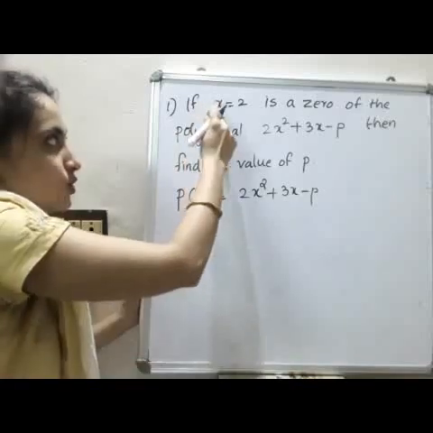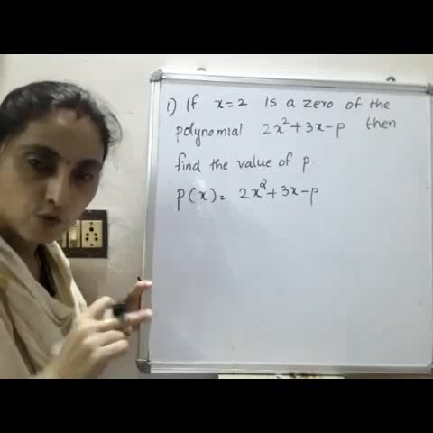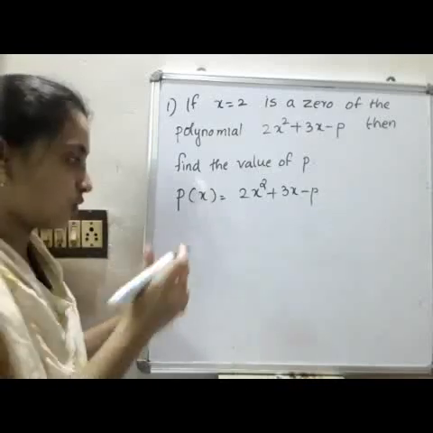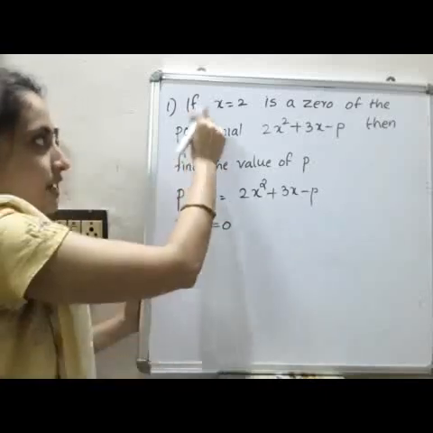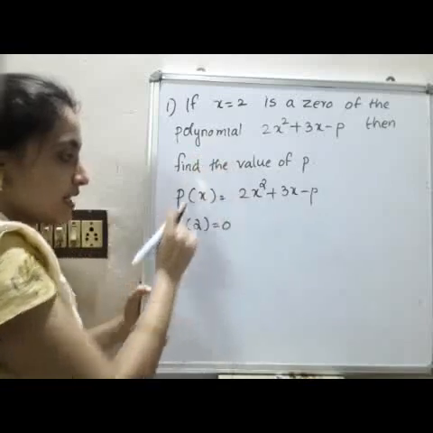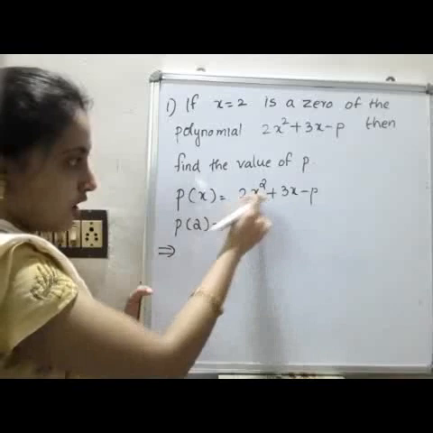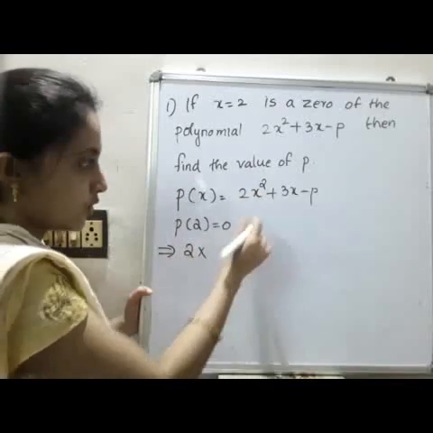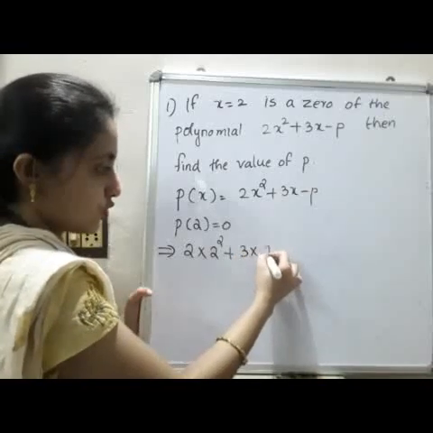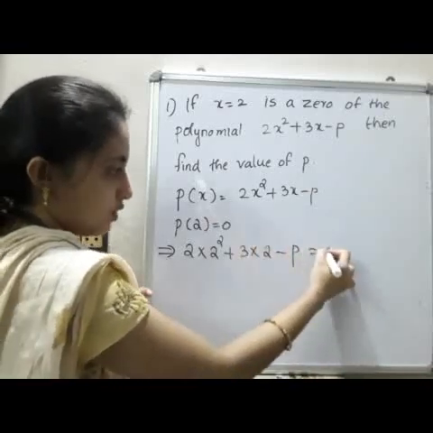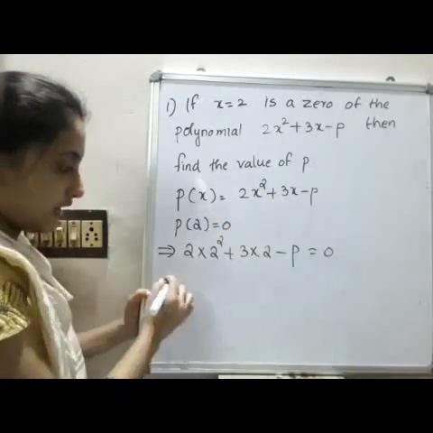It is given that x is equal to 2 is a zero. X is equal to 2 is a zero means what? P of 2 is equal to 0. That is given in the question. If x is equal to 2 is a zero of the polynomial, it means P of 2 is equal to 0. So you have to substitute here: 2 into 2 square plus 3 into 2 minus p is equal to 0. Instead of x, you have to substitute 2 and then find the value.